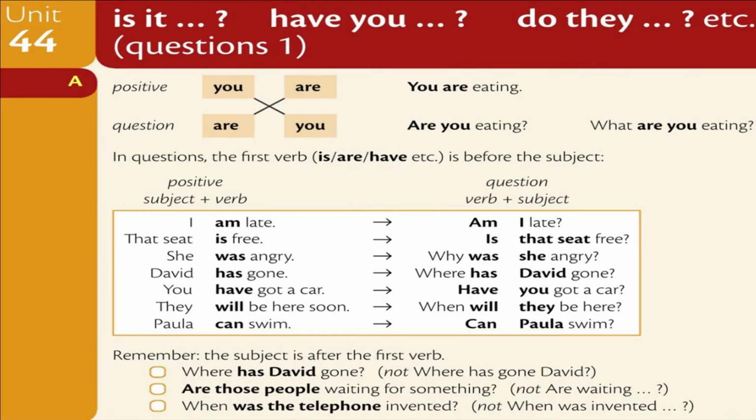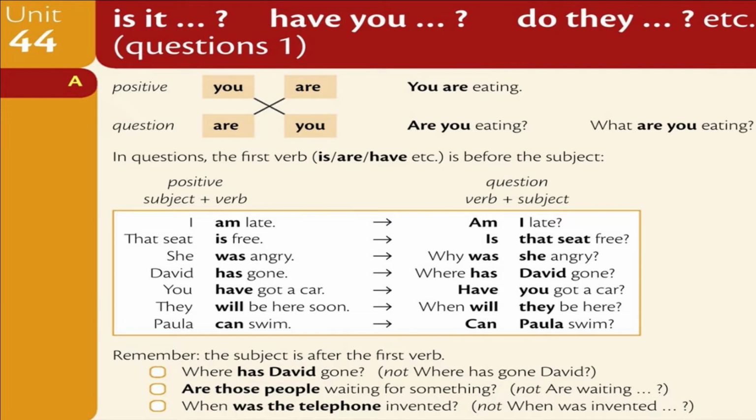Unit number 44. Is it? Have you? Do they? Etc. How to make questions. Part 1. Section A. Positive: You are eating. Question: Are you eating? What are you eating? In questions, the first verb, is, are, have, etc., is before the subject.